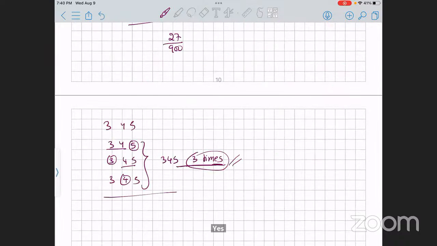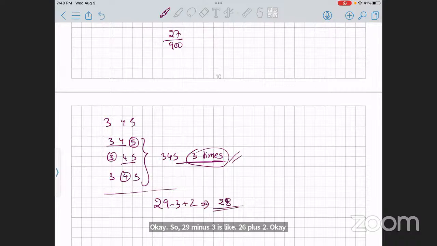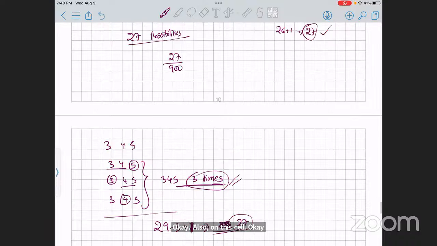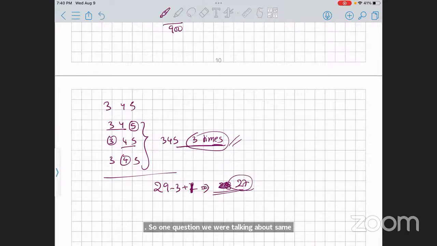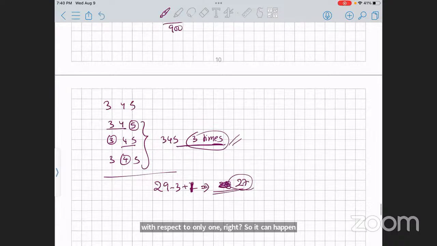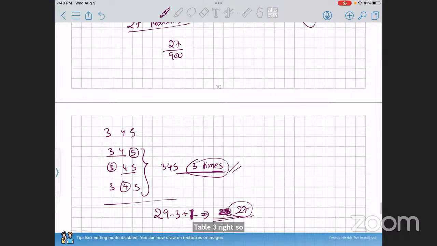So what are the possibilities? 29 minus 3 plus 2. So 29 minus 3 is 26, plus 2 is 28, plus 1, 27. That is the main thing. So out of 3, we need only 1. Talking about the same number with respect to only 1, right? It can happen for 1 also, 111, 222, 333, so there's a possibility for all the cases of 1 to 9.